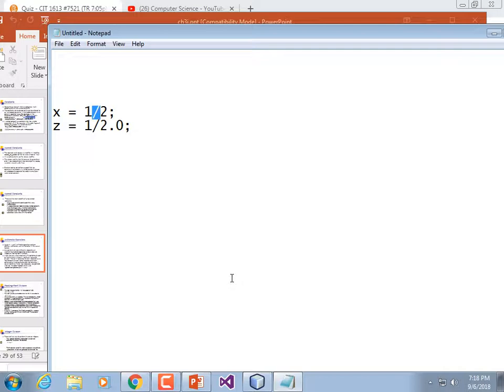If they are of the same type, the result will be of the same type. So since these are both integers, the result's going to be an int. It doesn't matter what you store this as. You could call this a super duper double, something that carried out a million digits of accuracy. This is still going to produce an int because an int divided by an int is an int. If both operands are ints, then it performs that kind of operation and returns an int.